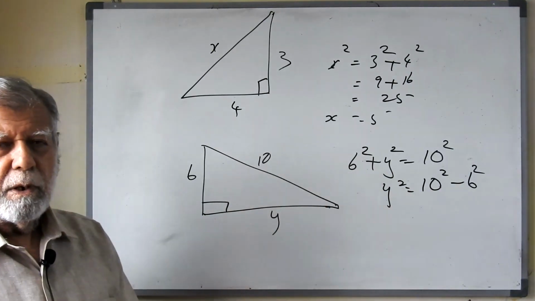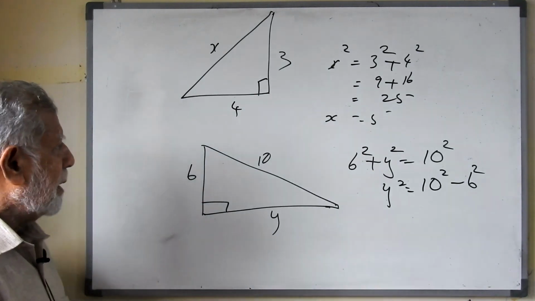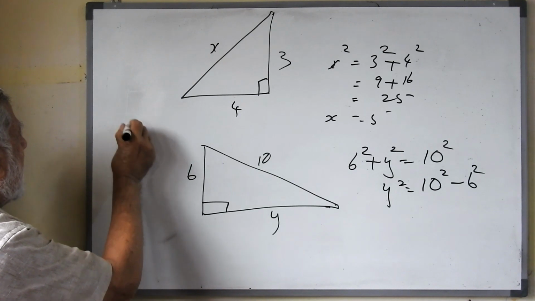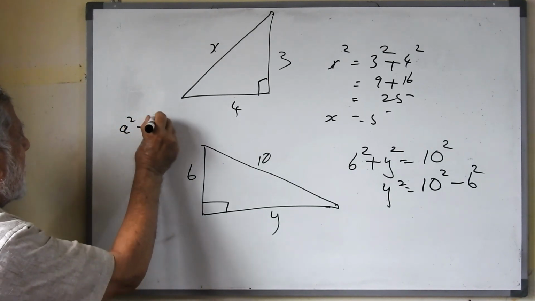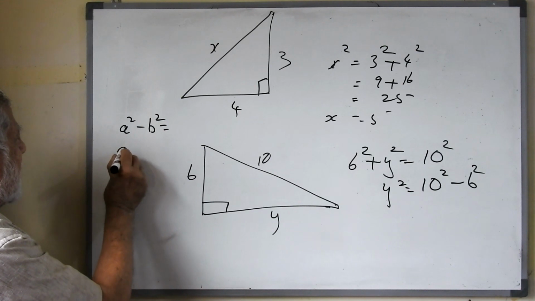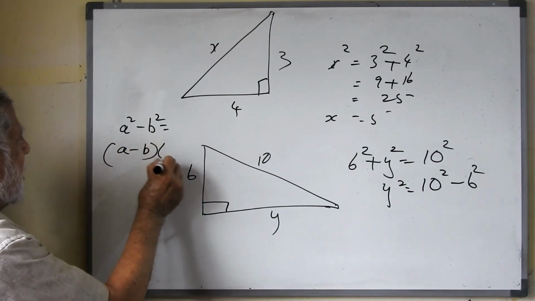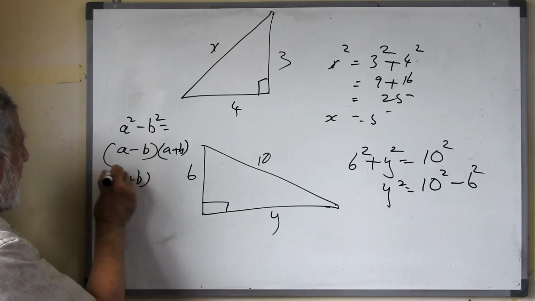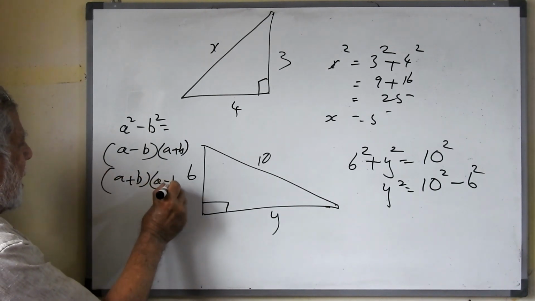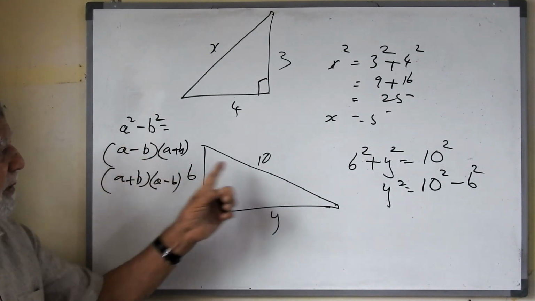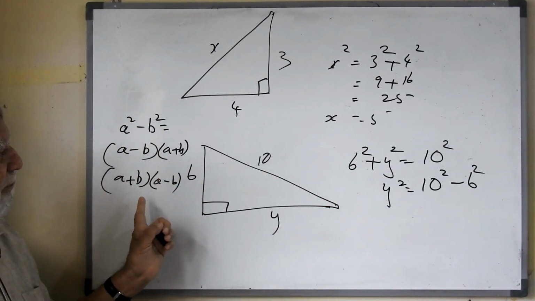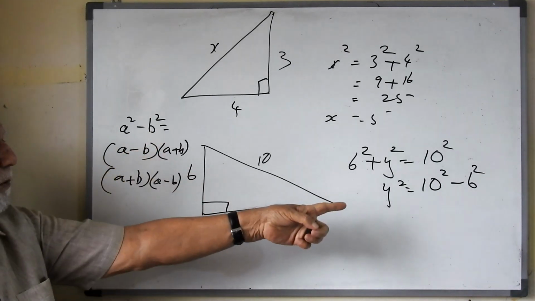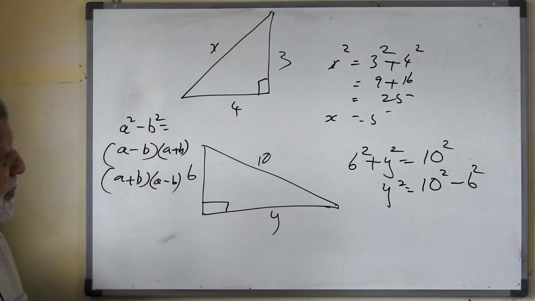Now you have studied in your factorization sums the factors of a squared minus b squared. Factor of a squared minus b squared is a minus b into a plus b, or a plus b into a minus b. These are the factors of a squared minus b squared. Now this is exactly similar to that. Knowing the rules of this factorization, a squared minus b squared, we can use it here because it is very simple.